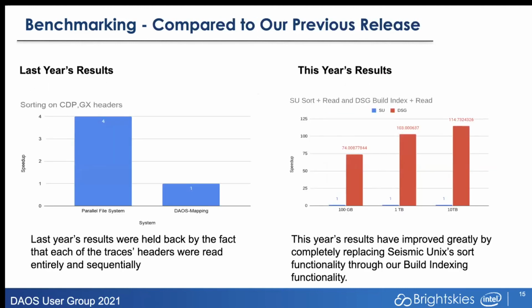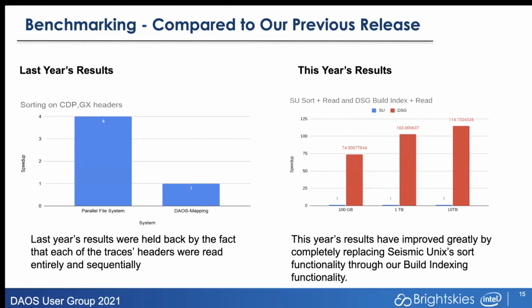After replacing our traditional sorting functionality with a simple index building and switching from synchronous calls to the asynchronous DAOS API, we managed to overcome one of our major limitations from last year's release of our DAOS-SEISMIC graph. Back then, we suffered from a 4x slowdown compared to our SEISMIC Unix counterpart due to the fact that we had to read trace headers entirely and sequentially. This year's release, however, offers a significant improvement and a major speedup in our sorting of header keys.